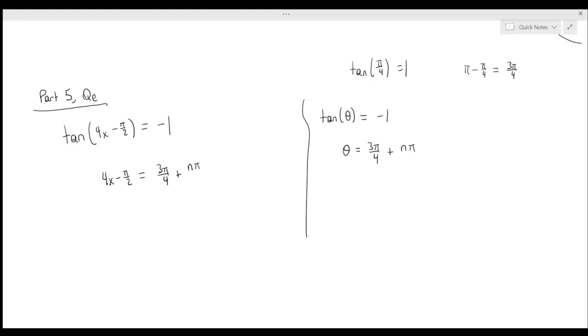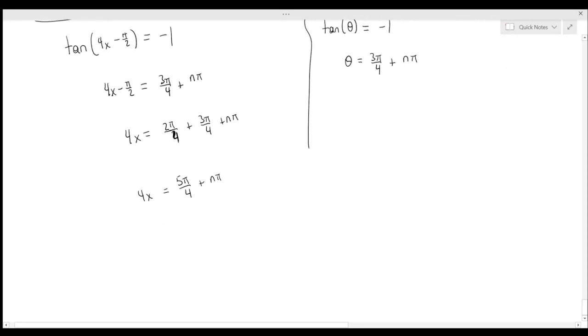And then what we still have to do is solve for x. So we would add pi over 2 to both sides first. And if I make pi over 2 into 2 pi over 4, then I can add these to get 5 pi over 4. And then to solve for x, if we divide everything by 4 or multiply by 1/4, we will get 5 pi over 16 plus n pi over 4. Okay, and then that should give us the general solution for this equation.